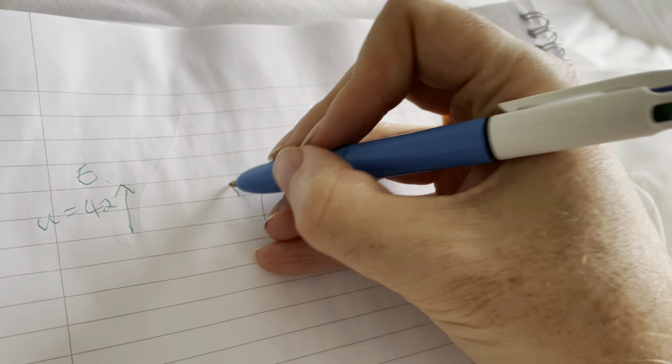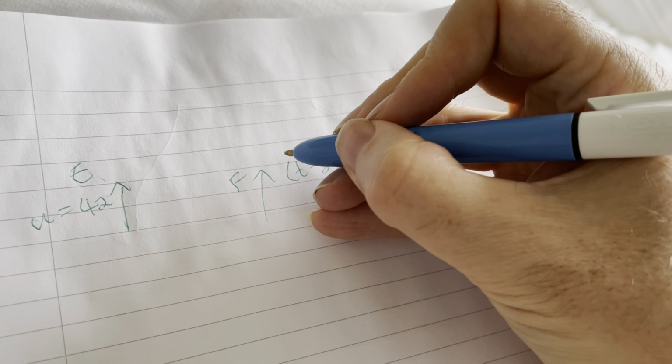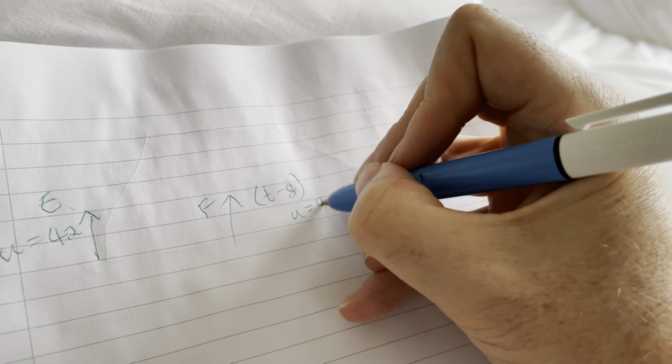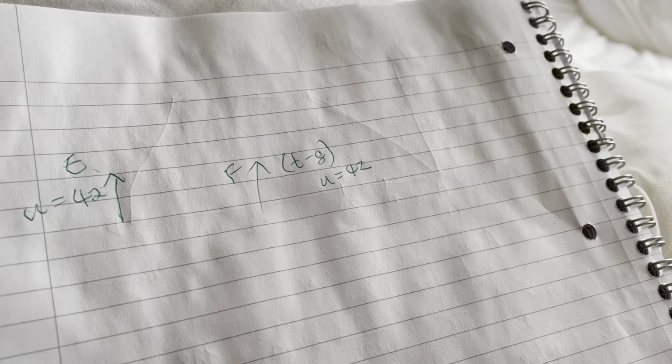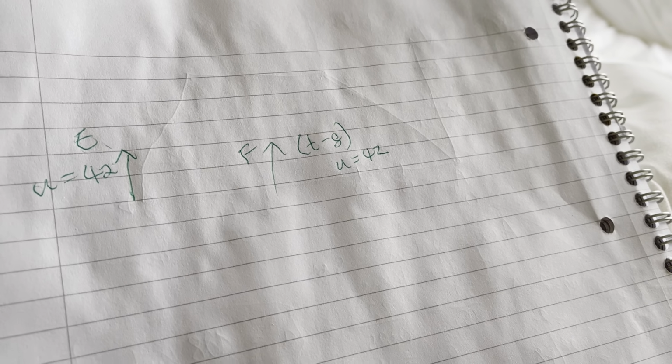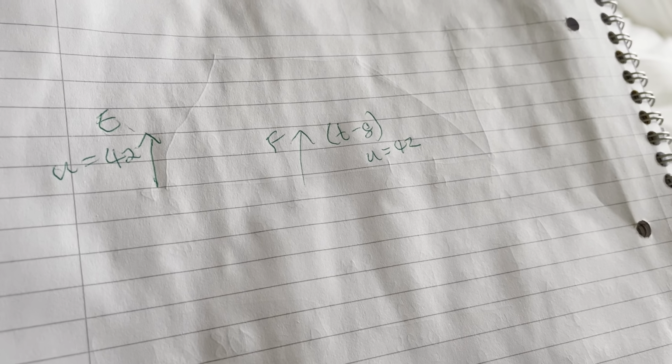Ball F. Same point, same initial speed, so U is equal to 42. We might be able to do relative motion, and the relative velocity is 0 there. That might come in handy.